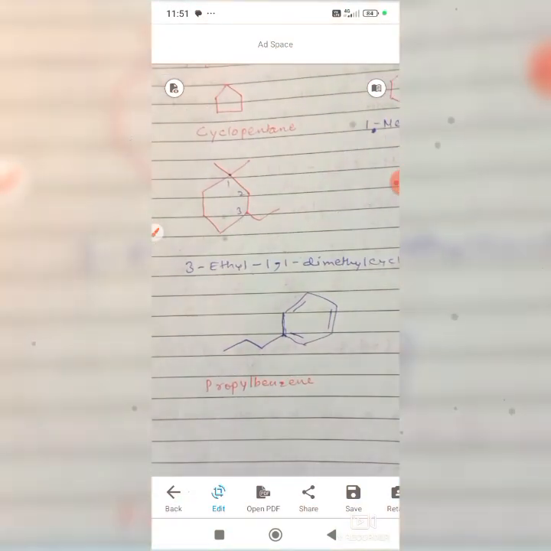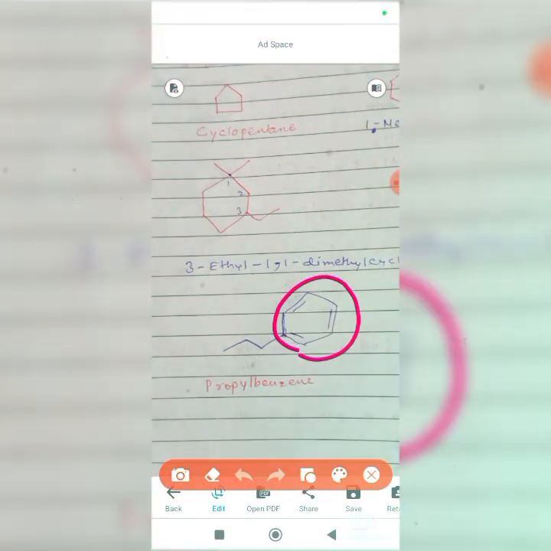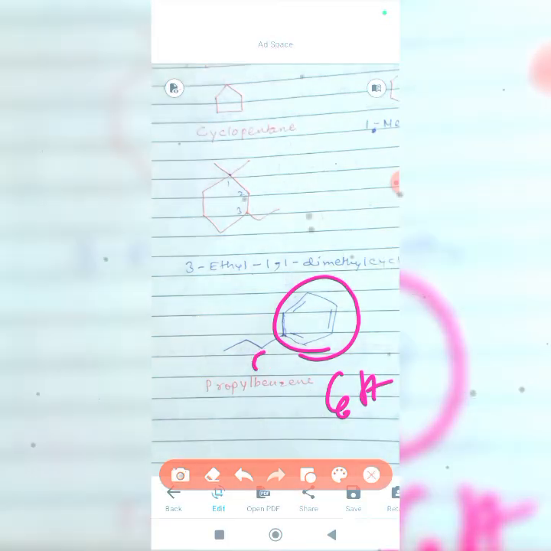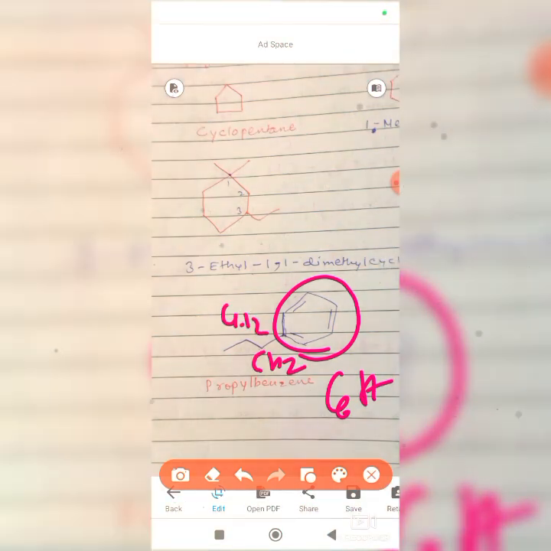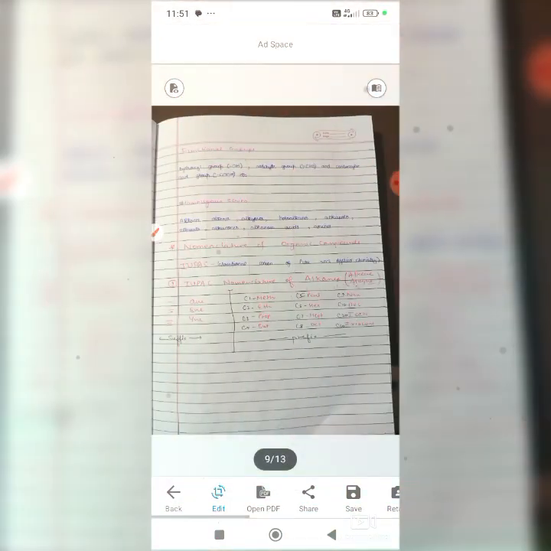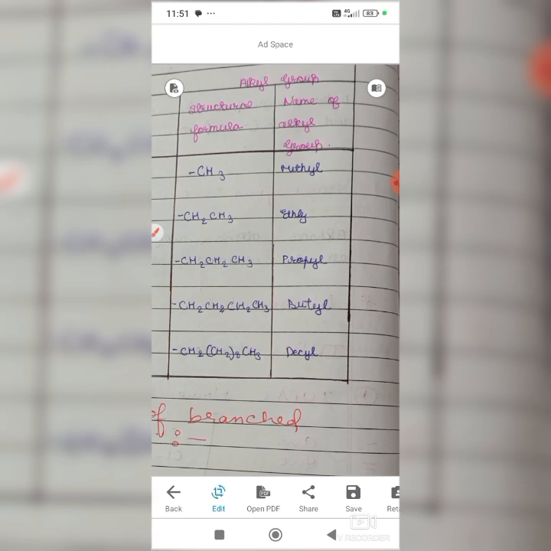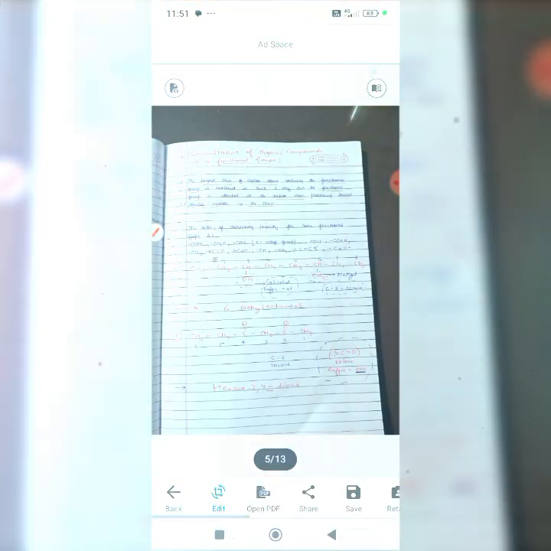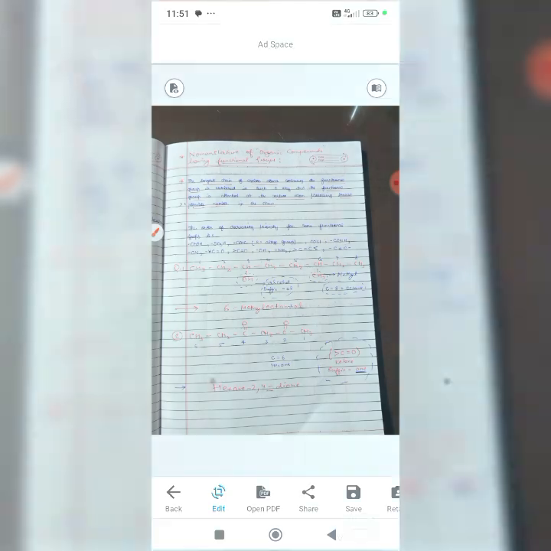Okay. Next one is propyl. How do we get propyl? Benzene. This is the structure of benzene, C6H6, and here is CH2, CH2, CH3, propyl, and then benzene. This propyl, methyl, ethyl, you need to learn from this table: methyl, ethyl, propyl, butyl, decyl, when we use them as a branch according to the structural formula. Let's move to another part of organic compounds, those having functional groups.